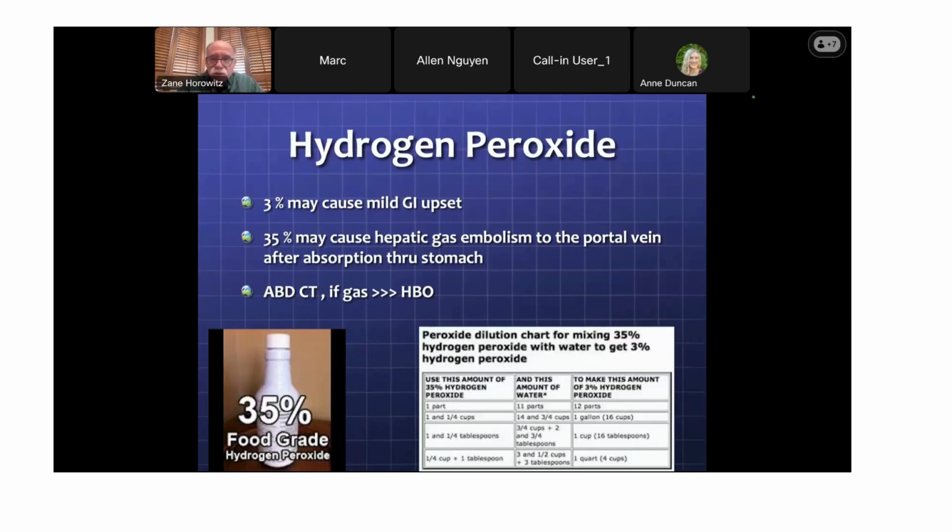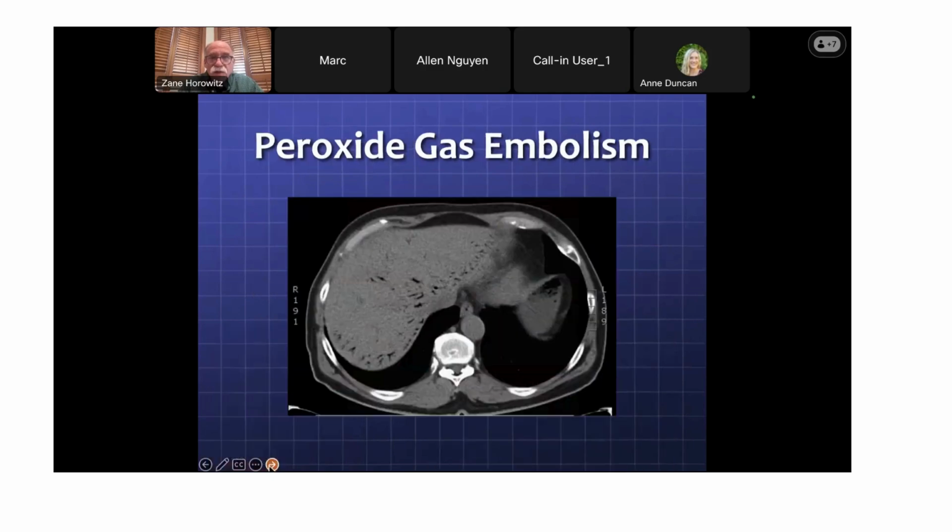And we still think, I think, that it should be treated with hyperbaric oxygen if there's substantial gas. I know the number of hyperbaric places are disappearing, so I don't have a good answer for what to do when they're gone. This is maybe a subtle one, a peroxide gas embolism with lots of little dots everywhere.